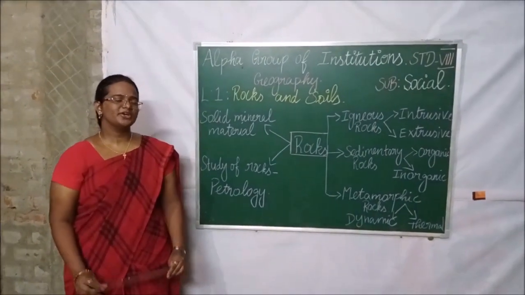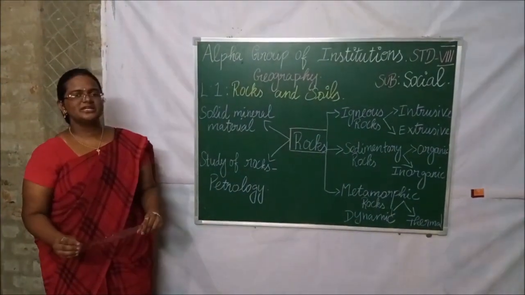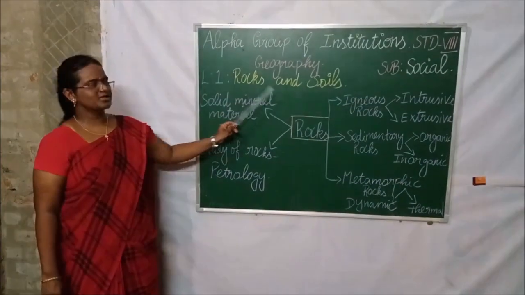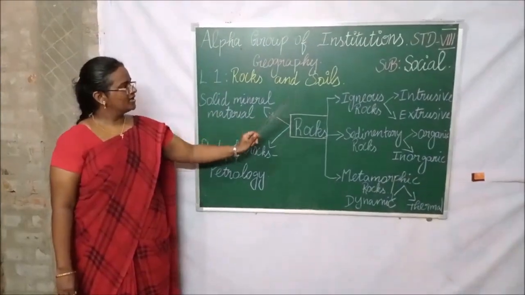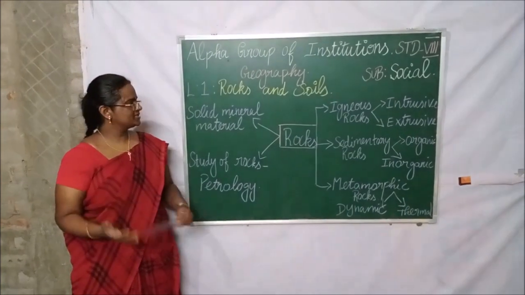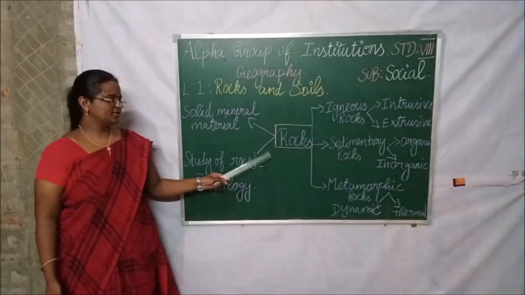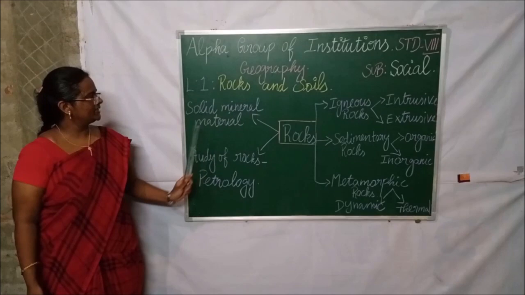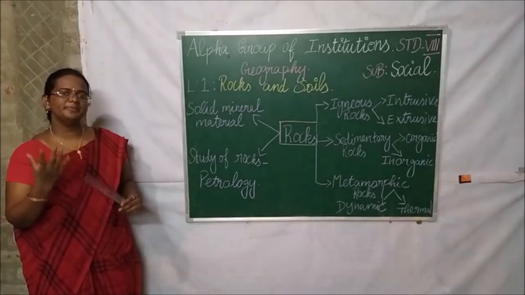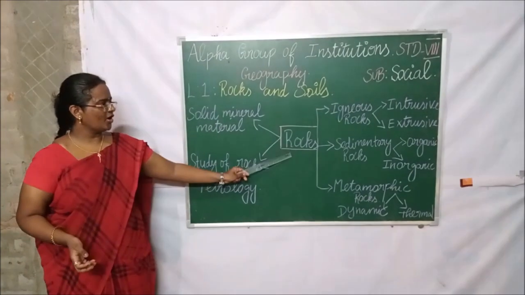In today's class, we are going to see the first chapter in geography, that is rocks and soils. We have already seen about rocks, right? What is meant by rocks? Rocks are solid mineral material. Solid means hard. Hard mineral materials are rocks.